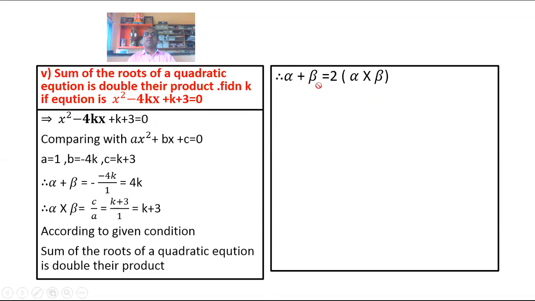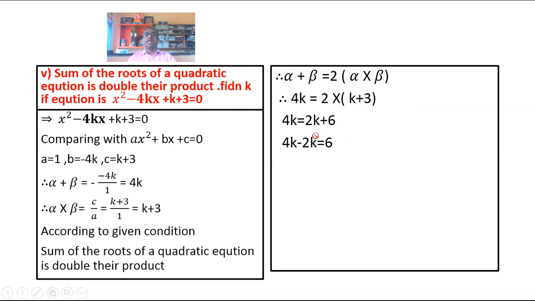Therefore alpha plus beta is equal to 2 in bracket alpha into beta. It is given, this condition: sum of the roots alpha plus beta is double their product, 2 into alpha into beta. Substitute the value: alpha plus beta is equal to 4k, and alpha into beta is equal to k plus 3. Therefore 4k is equal to 2 multiply k plus 3. To multiply in a bracket every term, 4k is equal to 2 multiply k, 2k, plus 2 3s are 6. 4k is equal to 2k plus 6.